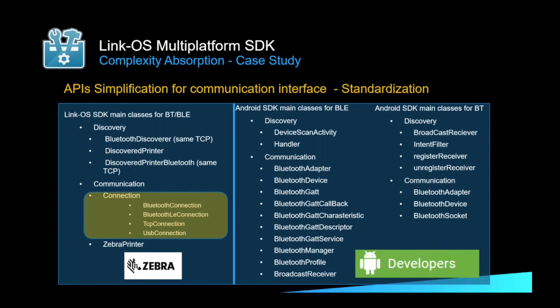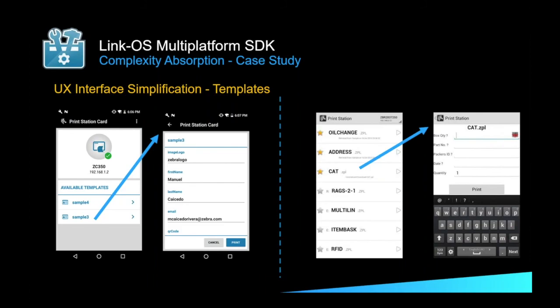Okay, let's go to another nice case that our development team has done to simplify the work of the developers. Just thinking that you need to use multiple labels in your application, the best way to do that is using templates. On the left side, you see the sample code that we have for the print station card, so the card portion of it. On the right side, you see the print station that we have for the label and receipt printers. Again, the simple way to see this is when you need to work with multiple labels in your application, in your company, and you don't want to modify the UX. For that particular case, templates are the best way to go.